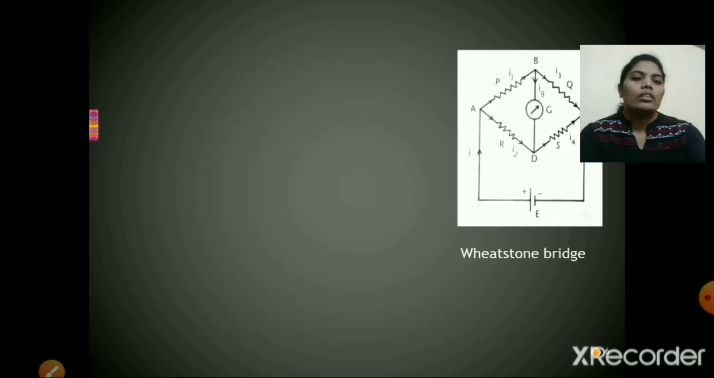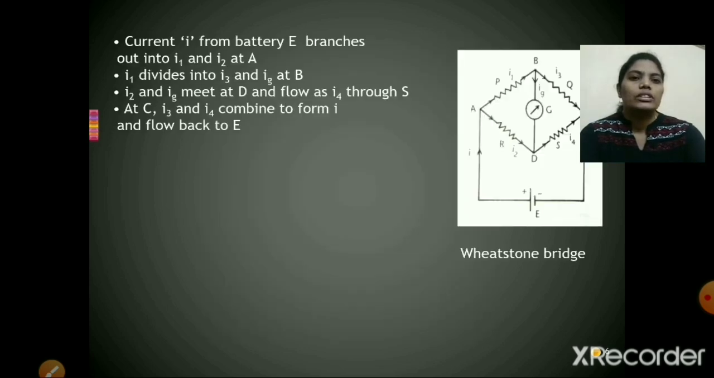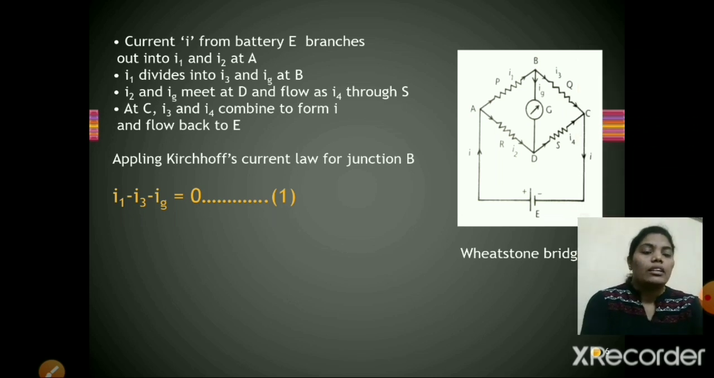So that is about Wheatstone bridge. Now applying Kirchhoff's current law at junction B. In the picture you can see at junction B there are three currents, I1, IG and I3, where I1 is flowing towards junction B and I3 and IG are flowing away from the junction.